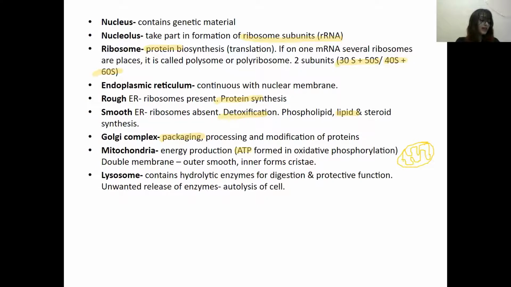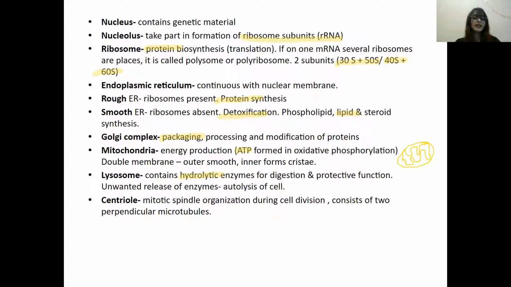Next up, we have lysosomes. They contain hydrolytic enzymes. And obviously, if these enzymes are released into the cell, whatever the reason, it can lead to autolysis or death of the cell. Next up, we have centrioles. A centrosome consists of two perpendicular centrioles made of microtubules, and these microtubules help in the formation of the spindle during cell division. We will see that in a later part of this video.